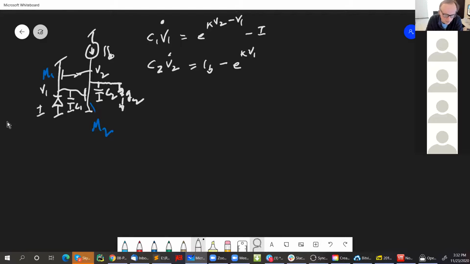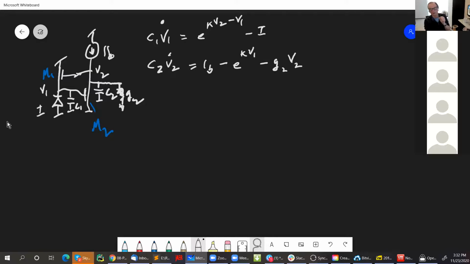Now we need to put in the output conductance. The higher the voltage, the more is flowing off the capacitor. So it's minus G2 times V2. G2 is what I'm calling the drain conductance of this bottom transistor. Anyway, that's the full differential equations, large signal.